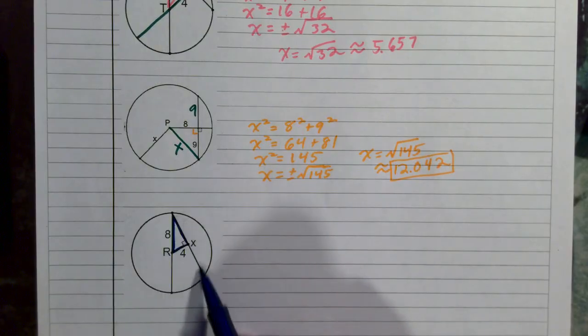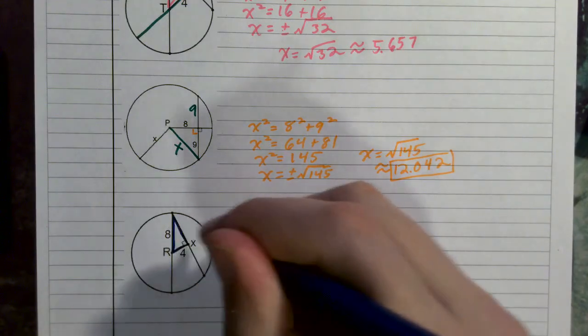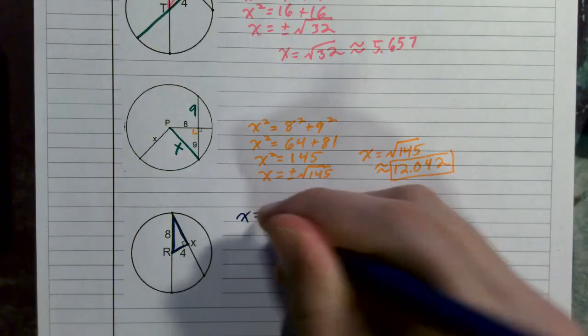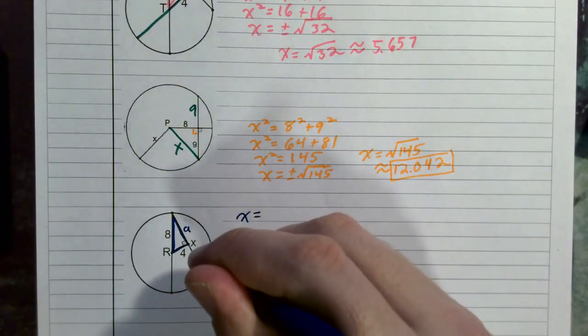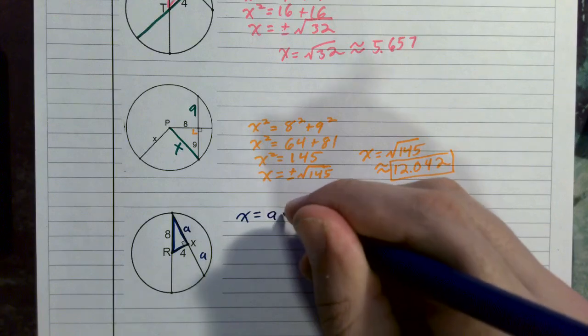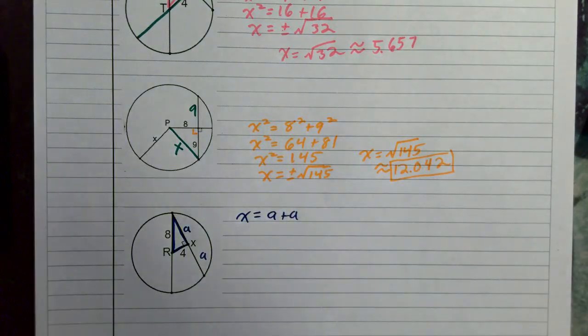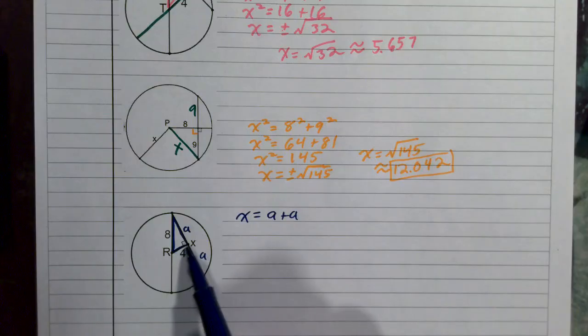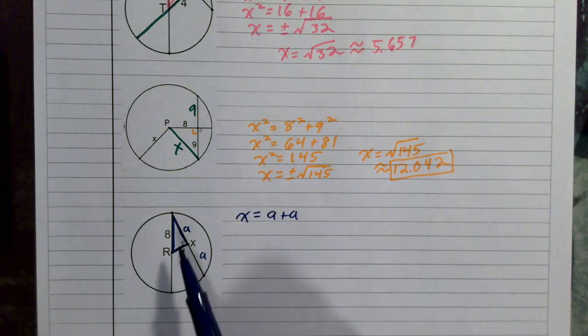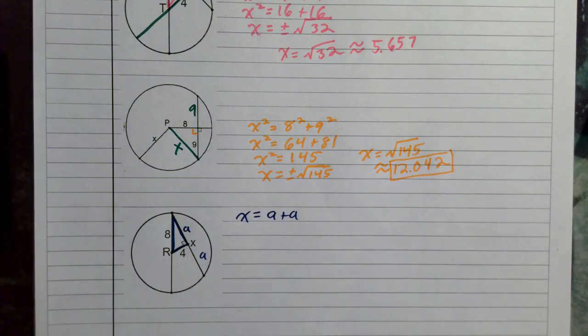In this next example, again, I can see that little right triangle happening right there, but that right triangle is using just part of this chord right here. So I could say that chord x is made up of two equal parts, a plus a. If I could figure out what that a is, then that's going to help me figure out what x is. Since x is going from the center, I know that these two parts are the same because we've got that little right angle there.